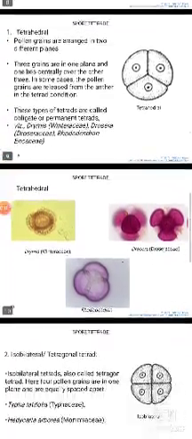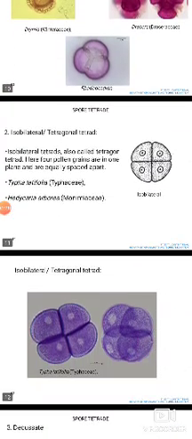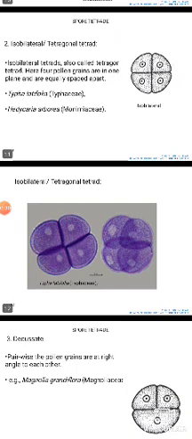Coming to the second one, isobilateral or tetragonal tetrads. Here the four pollen grains are in one plane and are equally spaced apart, present in Typha latifolia. Third, decussate. Pairs of pollen grains are at right angles to one another. Example is Magnolia grandiflora.